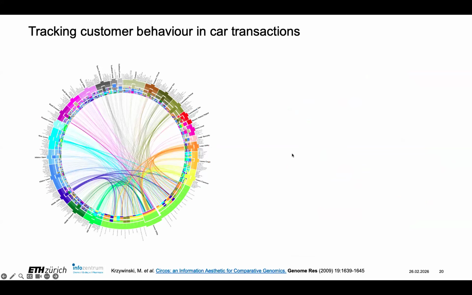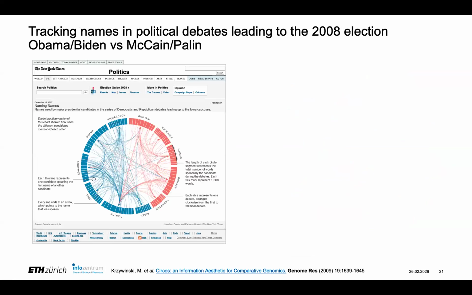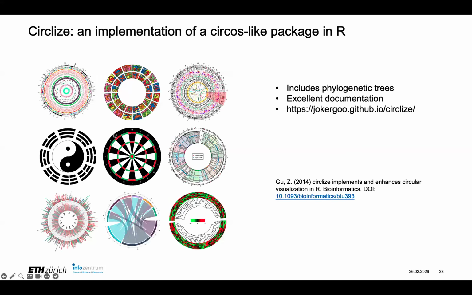It's been used to track customer behavior and car transactions. So if I leave the kind of car I have, where do I go? And even used to analyze how many times names were mentioned in political debates. This is from 2008, and you can see eventually Obama got the nomination, but during the debates, the Republicans at least were talking more about Clinton than they were about Obama. So it's good for these kind of visualizations.